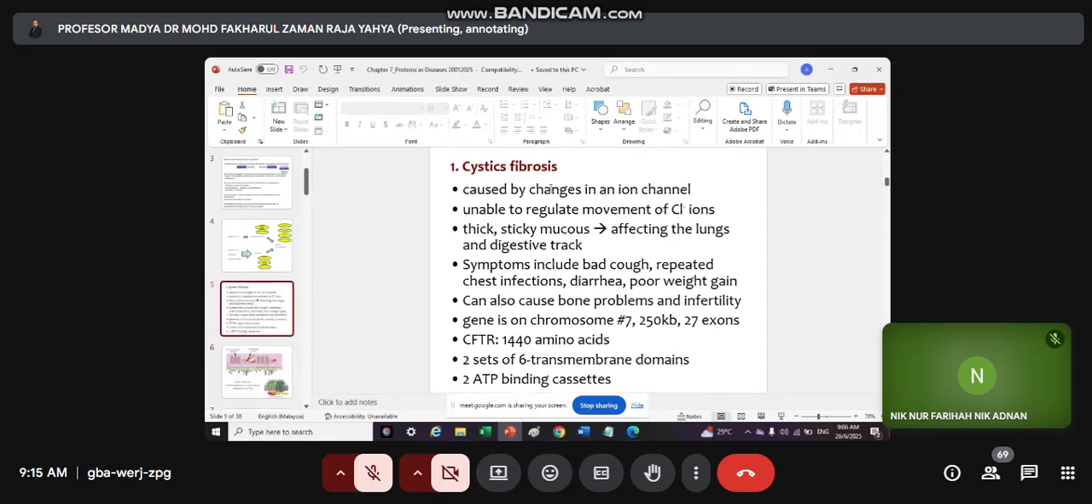which is characterized by problematic ion and water movement in lung cells. At the end, we can see a thick and sticky mucus form in the lung and digestive tract, leading to failure of breathing process and others. Other symptoms include, as shown here, diarrhea, chest pain, and others.